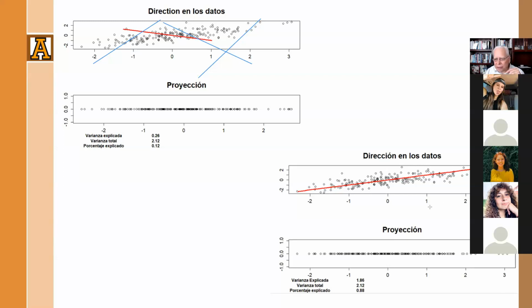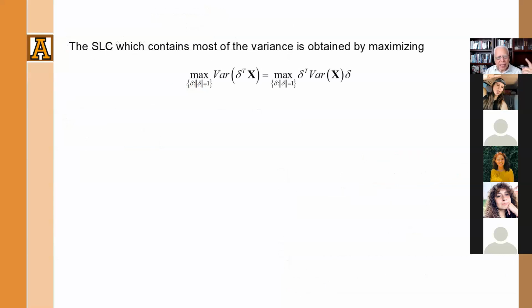And the second eigenvector will be orthogonal to that. So the second eigenvector will be something like this, orthogonal to that, okay? That explains the remaining 12% of the variation, okay? So this is the vector we're looking for when we're looking for the first eigenvector, and that corresponds to the largest eigenvalue.